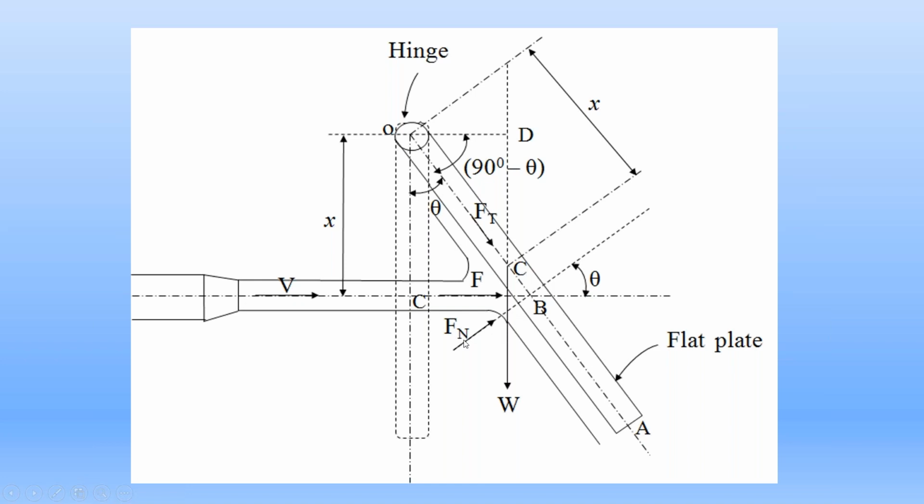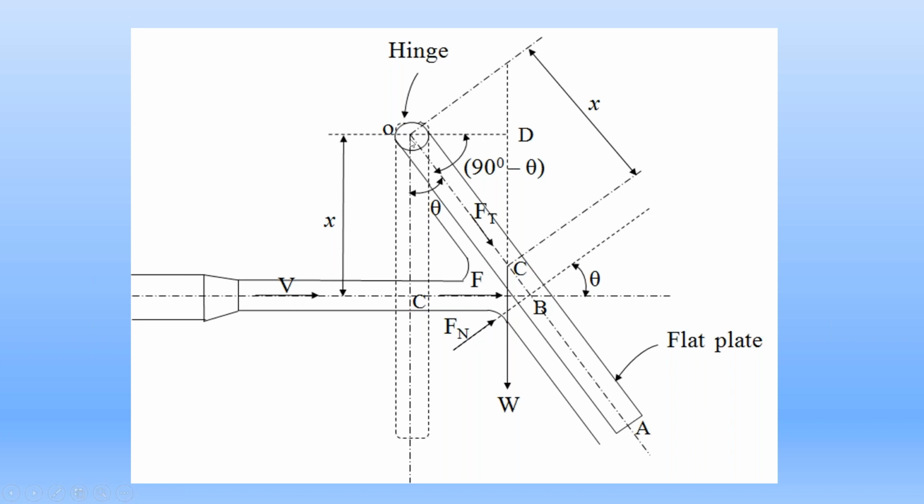Then the moment of force Fn about point O. The moment of this force Fn about point O is Fn into the length OB, because it is the perpendicular distance. So Fn into length OB is the moment of this force Fn about point O. That moment of force Fn is in the anti-clockwise direction.